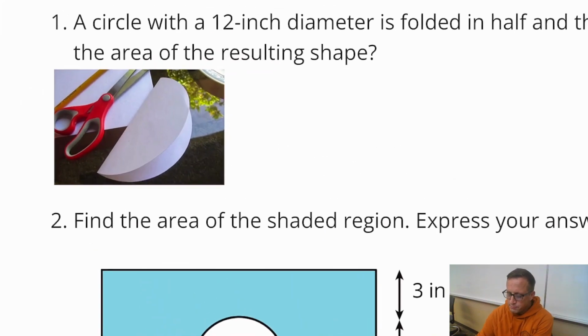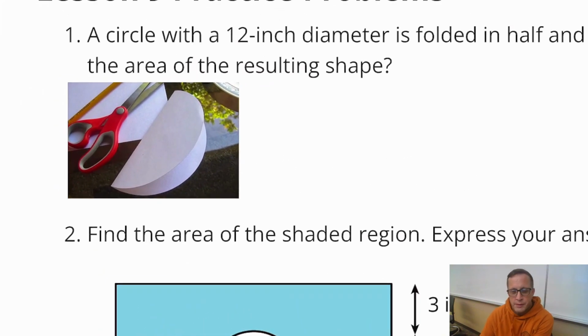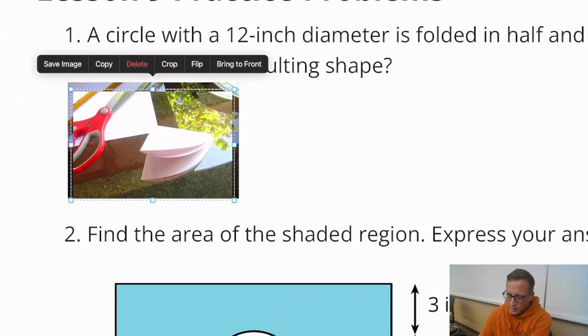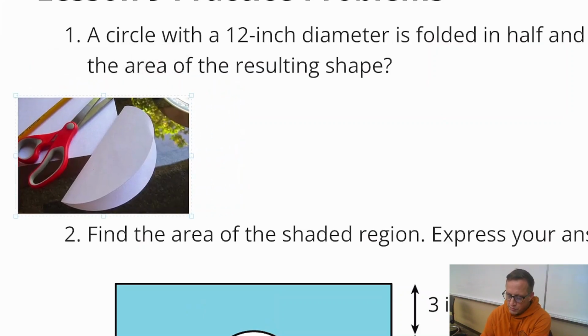So I just copied and pasted a picture I found on Google here, and folding that circle in half does not change the diameter. It's still 12 inches that way, right? That's still going to be 12 inches. All right, and I'm going to get rid of that because I'm going to move this. And then I'm going to move this over.